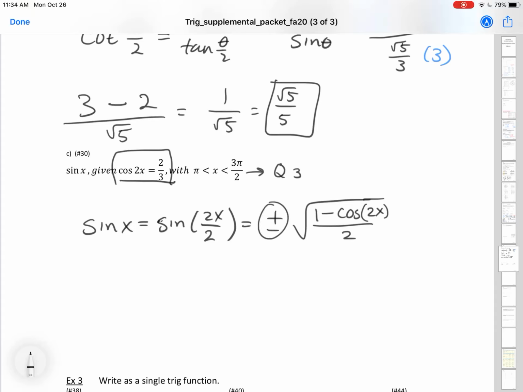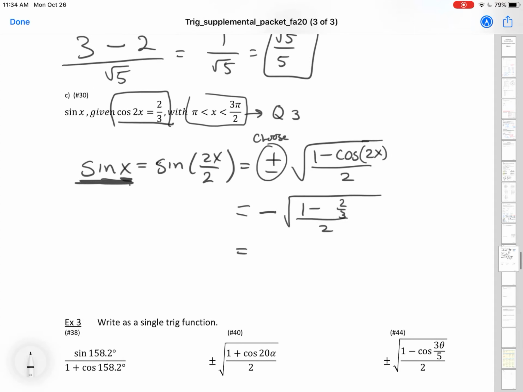Now remember, sine x is what we want. So it's this that we want to know whether it's positive or negative. They're telling us about x. X is in the third quadrant. In the third quadrant, sine's negative. So we're choosing the negative. And now it's 1 minus, and cosine of 2x is a nice 2/3. So this is a beautiful one. We won't have to deal with rationalizing the denominator. I would personally multiply everything by 3 and get, well, I apologize, we will have to rationalize the denominator. I didn't mean that, but we won't have a square root within a square root.